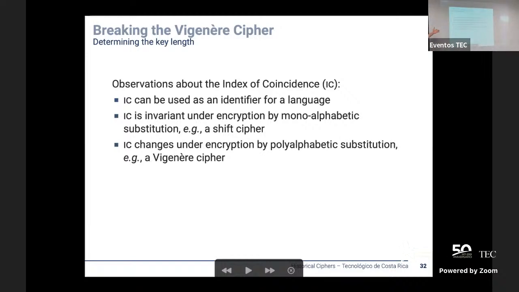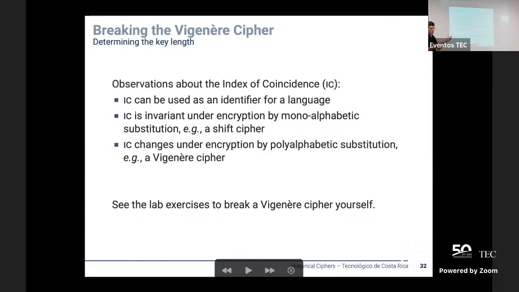So by observing this, we can now come up with an algorithm for determining the key length of the Vigenère cipher to break it. Maybe it's not so obvious at first, but I'm trying to help you in the lab assignment to use this index of coincidence to find the key length. And then once you find the key length, there was the second step where you had to break n shift ciphers in a row.